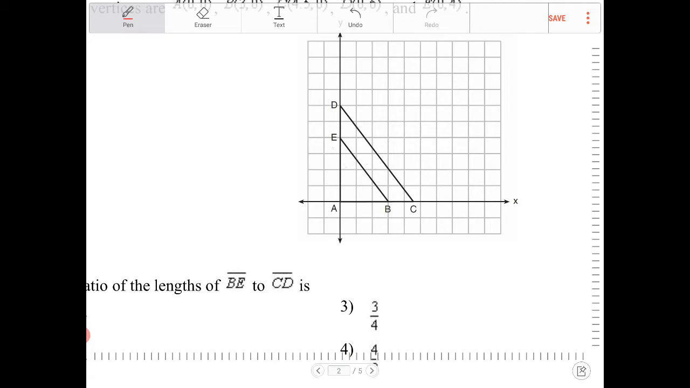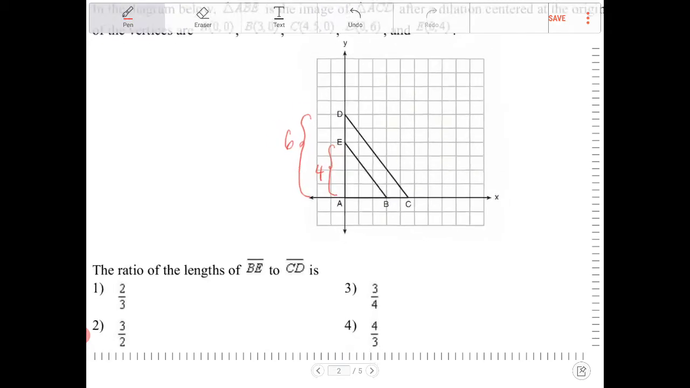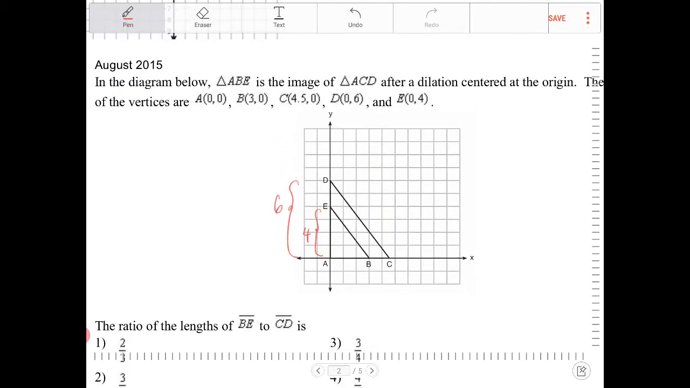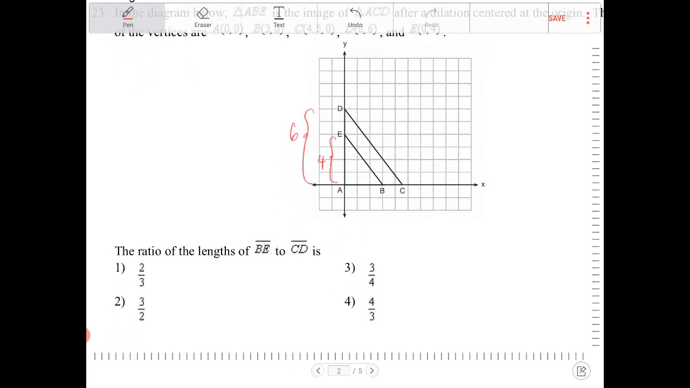Now all we got to do, because it's been dilated, everything about this is going to be proportional. So if you look at this, this is a length of 4. This is a length of 6. ABE is the image of ACD, so that means we went down in size. The scale factor is going to be 2/3. 4/6, 2/3. So it will be this guy right there.